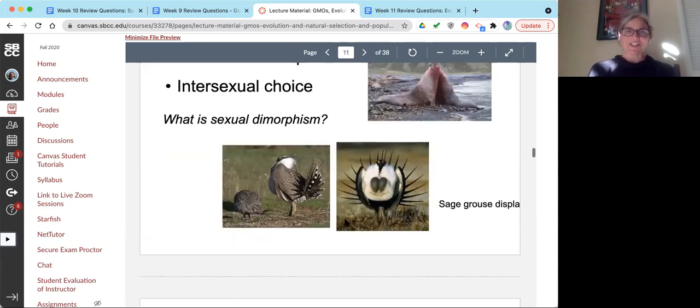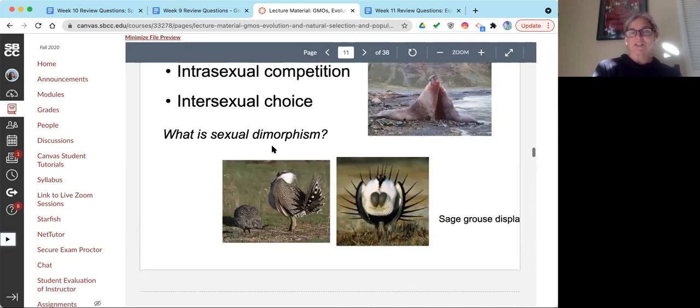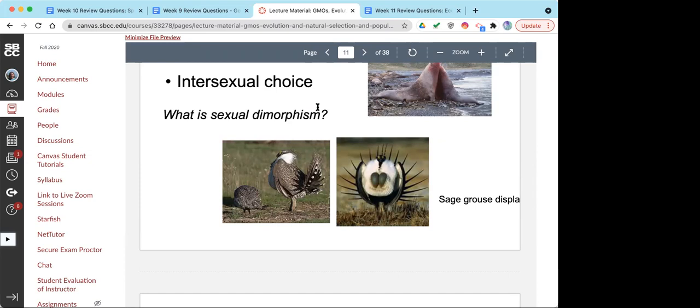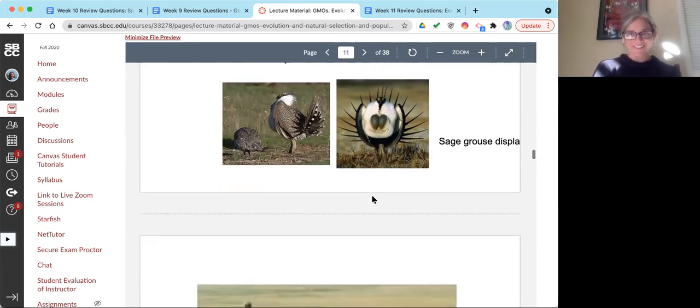I've got sexual selection here. Make sure you know these different types of sexual selection, what they mean. Intrasexual competition versus intersexual choice. Make sure you know what sexual dimorphism is, that it's within a species, and that within that species, males and females look very different from each other. You could easily tell a male from a female based on something like their size or how decorated they are, in the case of birds.